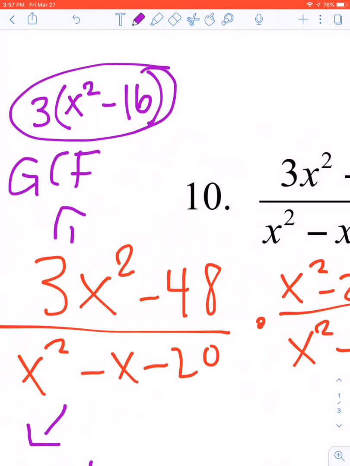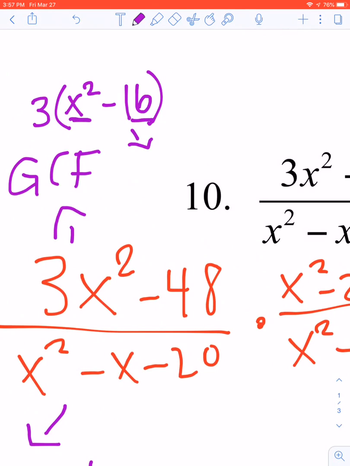Oh no, that's not all we can do. What else can we do now? This 2 term has what? X squared and a perfect square. So it has a difference of squares that we can do.